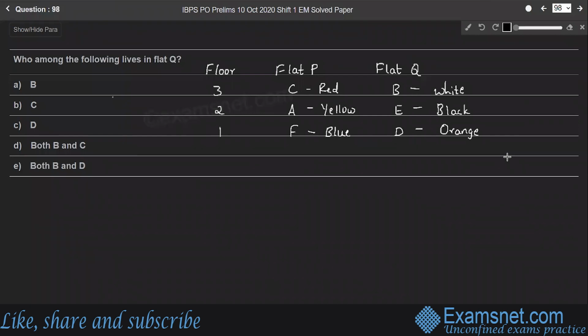Question 98. Who among the following lives in flat Q? Here, B lives in flat Q, which is right. Whereas C lives in flat P, D also lives in flat Q. Therefore, both B and D. So option E is the right answer. Both B and D live in flat Q.